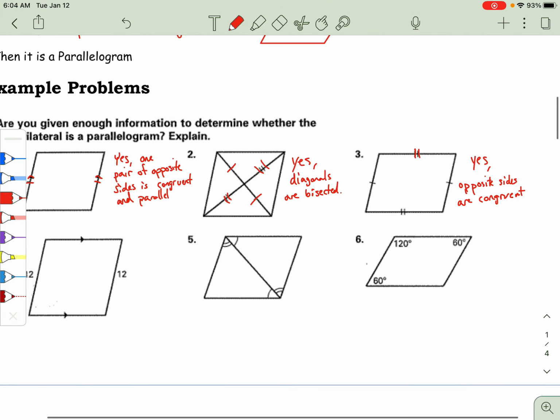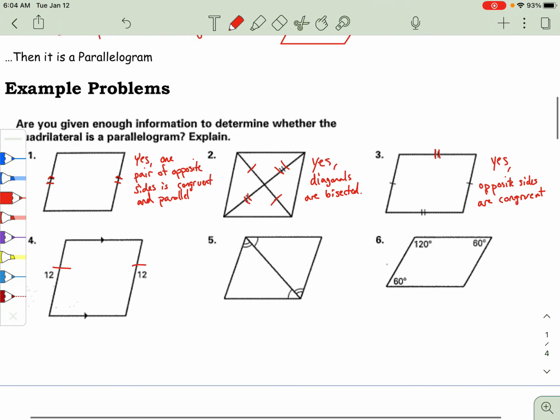Okay. Number 4, one side is congruent, the other one is parallel. No, we don't have any sufficient conditions that prove that. Now, if both opposite sides were congruent, then that would work, but this one's not.